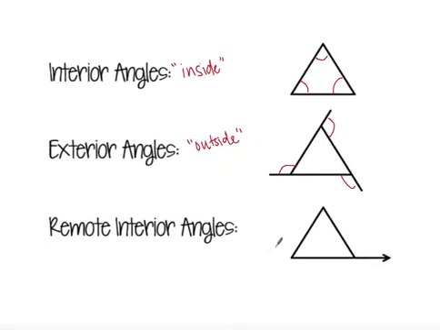And remote interior angles are going to be interior angles that are on the opposite side of an exterior angle. So if this is my exterior angle, these two would be my remote interior angles. So remote being that they're far away, interior being that they're inside. So these are far away inside angles from this exterior angle.